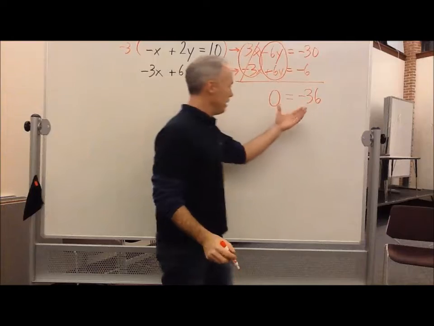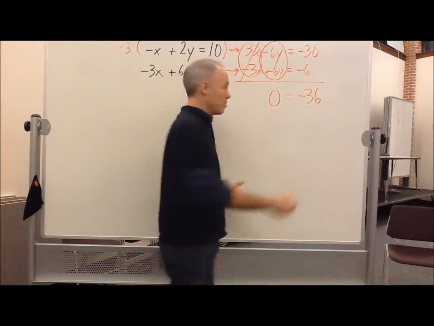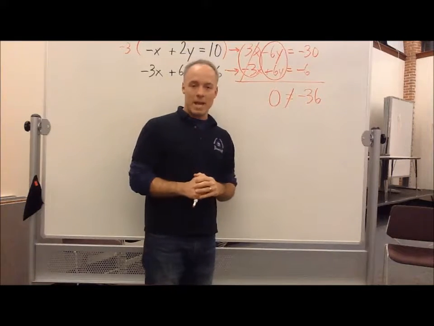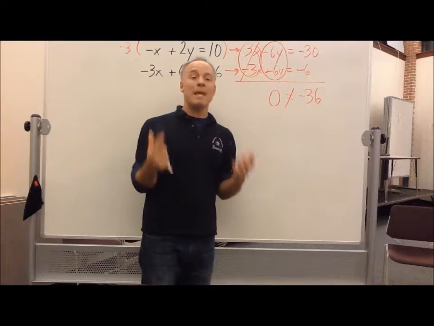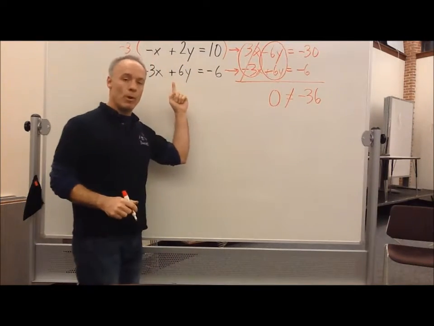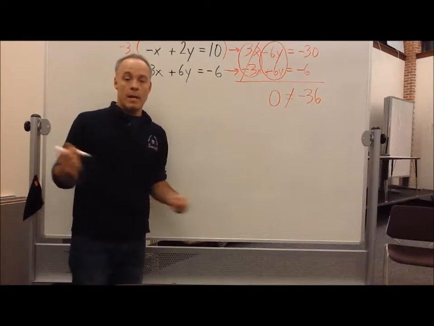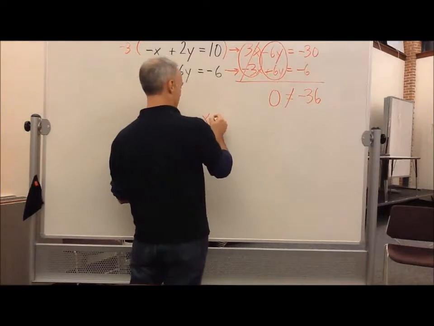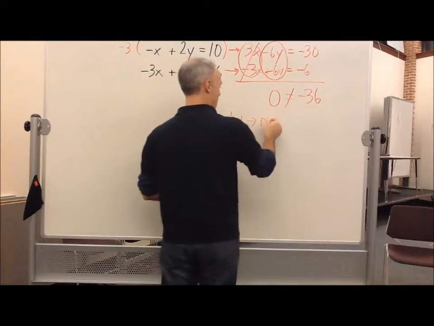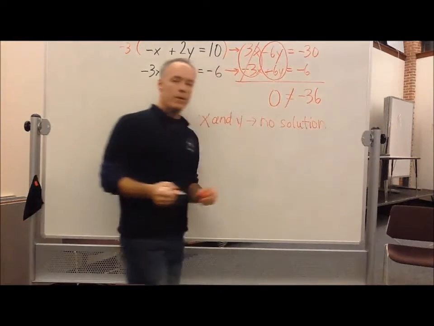If you get to the point in your solving and you get 0 equals negative 36, we know that's not true. If we get something like this, an equation that is not true, that means there is no value for x and y that will work in this system of equations. And so we say, no solution.